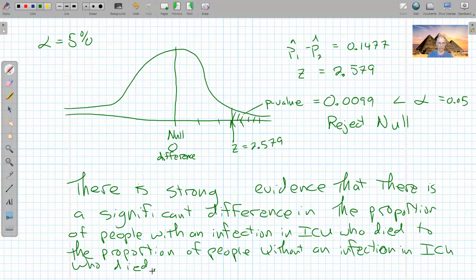We are concluding there's enough evidence to say they're not the same. This is too far from no difference for there actually be no difference. So the null hypothesis, there's something wrong with it. People with an infection are dying at a higher rate. What can we do about it? That's a whole nother story that the hospital's got to deal with.